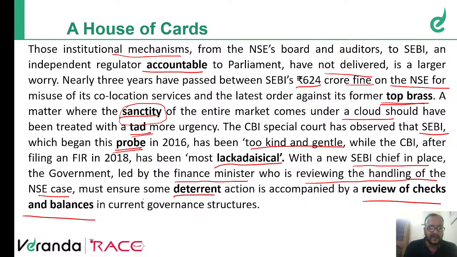So coming to the review of checks and balances in current governance structures. With the SEBI chief in place, the government, led by the Finance Minister, is reviewing the handling of the NSE case, and must ensure some deterrent action. So SEBI must ensure some deterrent action, meaning it should stop the immoral activities, accompanied by a review of checks and balances. Checks and balances means a system where every person in an organization is under monitoring, under surveillance, in current government structure. Everything should be under perfect review of checks and balances.